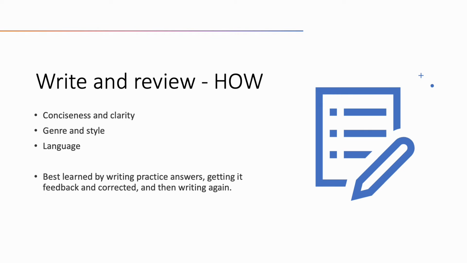Really, what is assessed in writing and reviewing is the 3 other assessment criteria that we have not discussed yet, and that is conciseness and clarity, genre and style, and language. These 3 really assess your basic English skills, that is, your ability to write. So the best way to improve these things is by writing practice answers again and again and getting feedback and corrections, and then writing again.